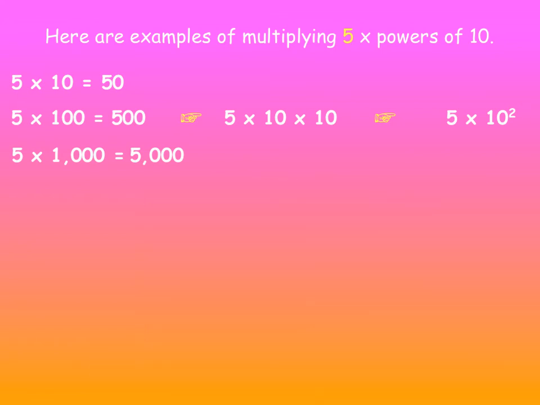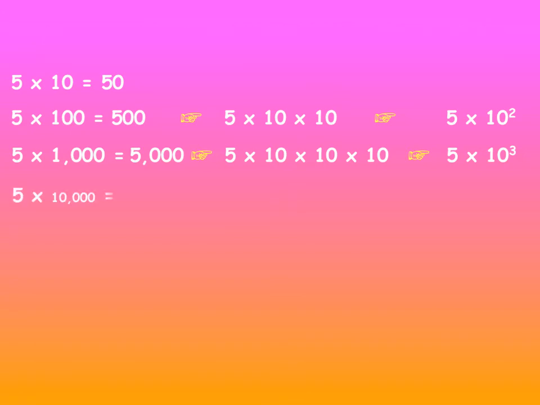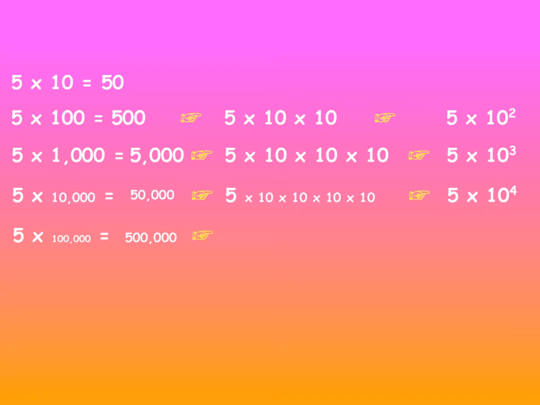And that's the same as 5 times 10 times 10 times 10, which is 5 times 10 to the third power. The exponents are getting bigger. 5 times 10,000 is 50,000, and that would be 5 times 10 to the fourth power. 5 times 100,000 is 500,000, which is 5 times 10 to the fifth power.